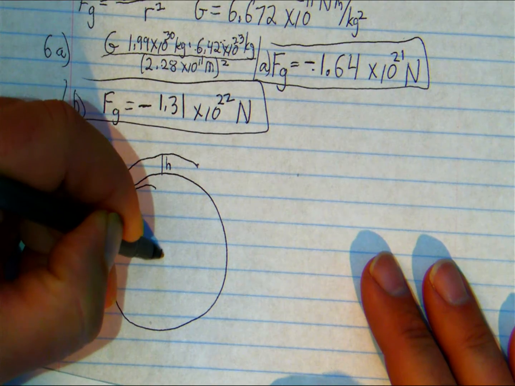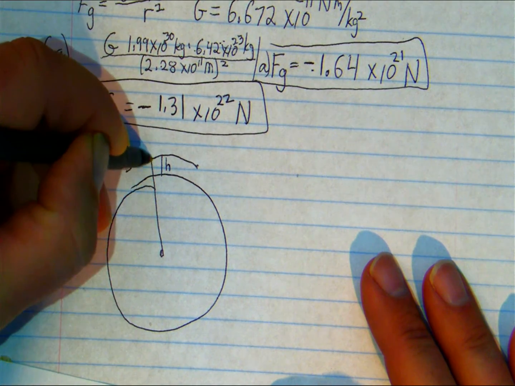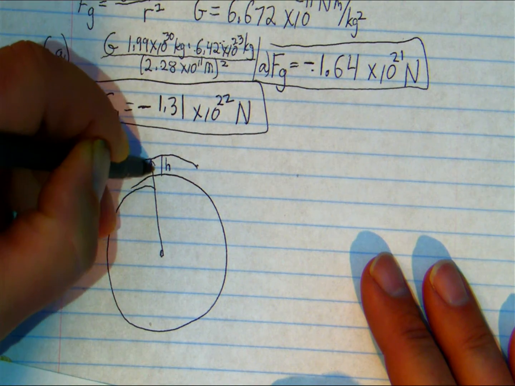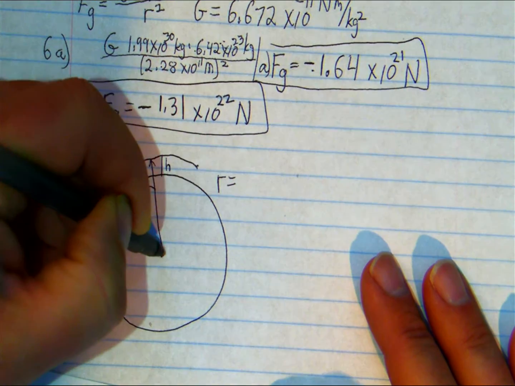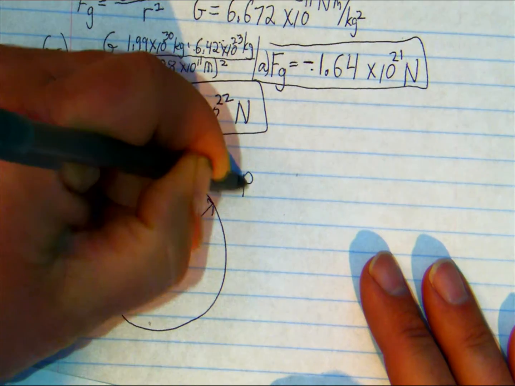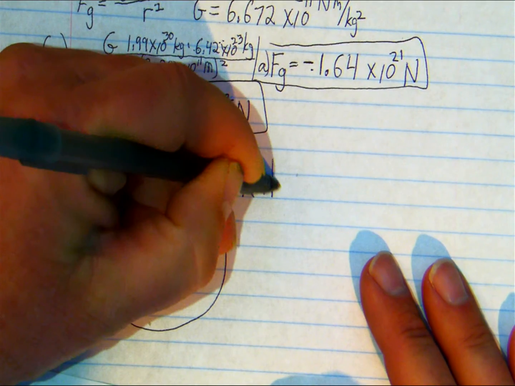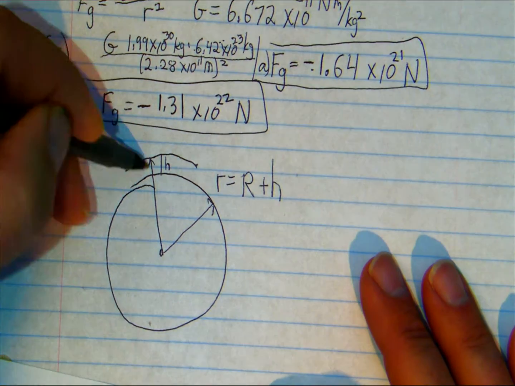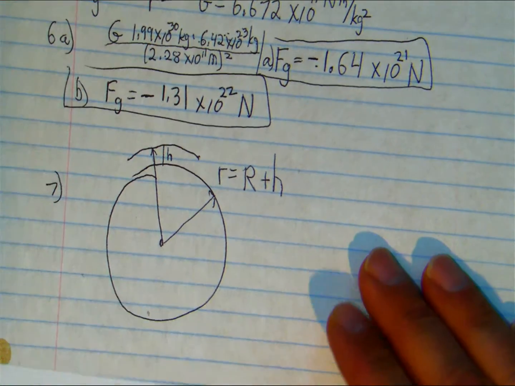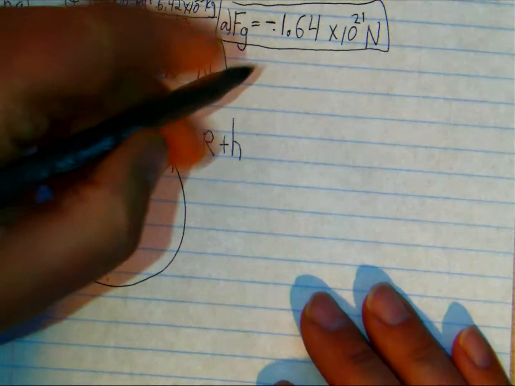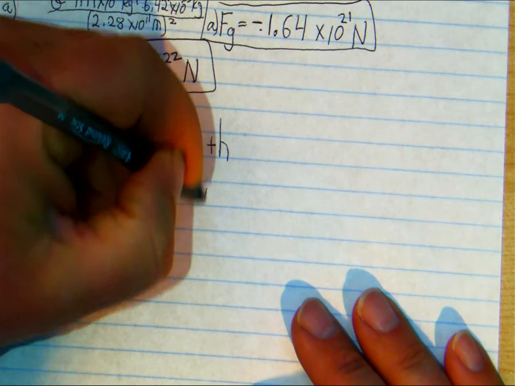So the true distance from the center of the Earth to the space shuttle, r, is equal to the radius of the Earth plus the altitude of the space shuttle above the surface of the Earth. So those are the numbers that you're going to be plugging in to Newton's law of universal gravitation.